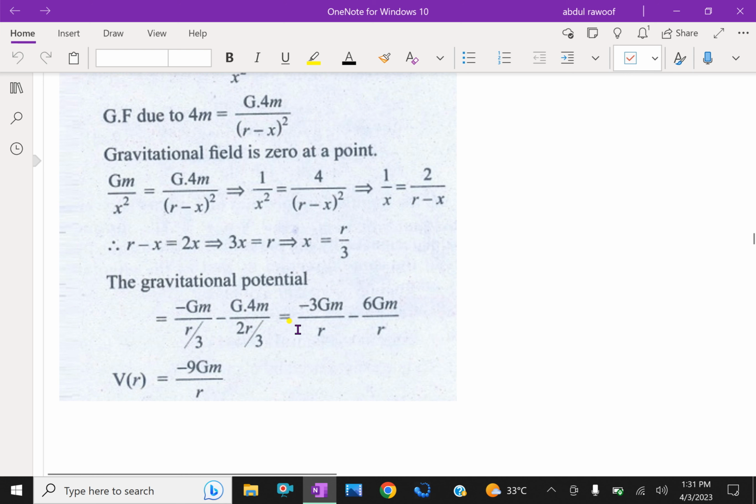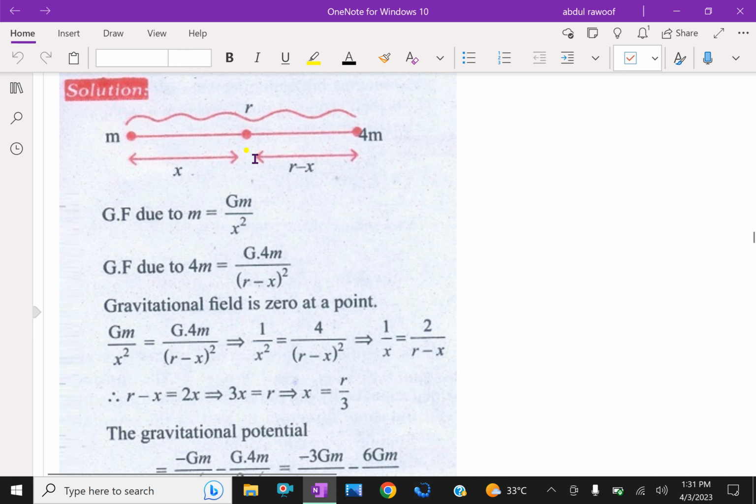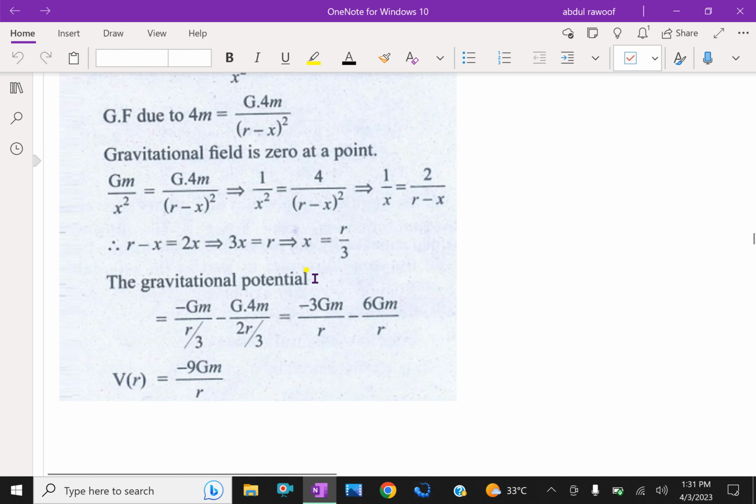Now, the gravitational potential is minus Gm over r over 3, minus G into 4m over 2r over 3. Then the 3s cancel, take the LCM on both sides, and simplifying we get 9 Gm over r. Therefore, the net gravitational potential at the point is minus 9 Gm over r.